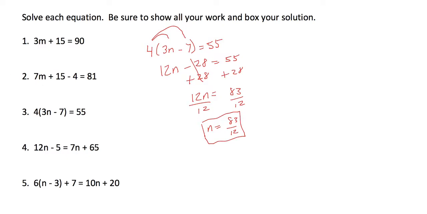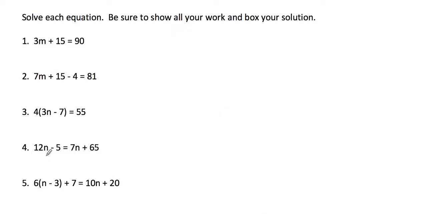All right. Number 4, we have 12n minus 5 is equal to 7n plus 65. All right. So for here, we have variables on both sides. So I always like to take the variable on the right side and get rid of that. So minus 7n minus 7n. And just don't forget, you can't subtract the 7n from the 5 because they're not like terms. All right, so if I subtract 7n from both sides, these cancel out. I'm left with 5n minus 5 equals 65.